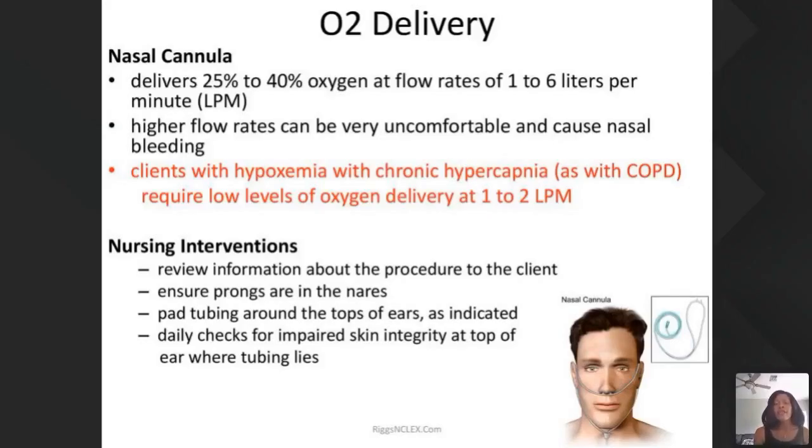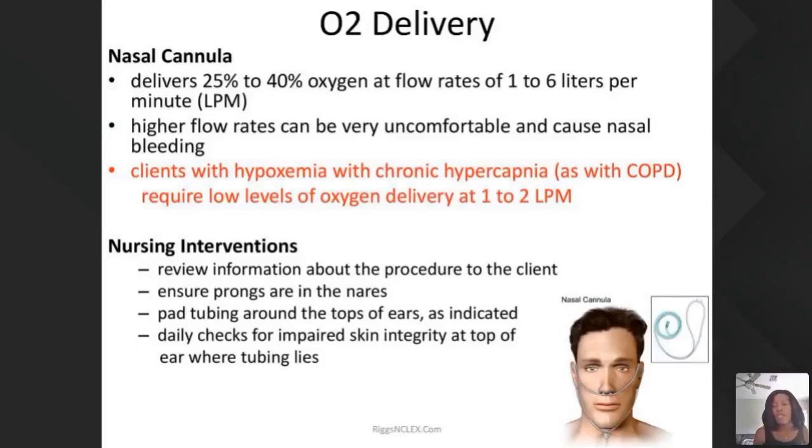So now the big deal with the nasal cannula, you need to know who they're for. Clients with hypoxemia, not enough oxygen, and with chronic hypercapnia, too much CO2. So low oxygen, too much CO2. This is a great device for them, aka COPD. It's also best for your COPD client.